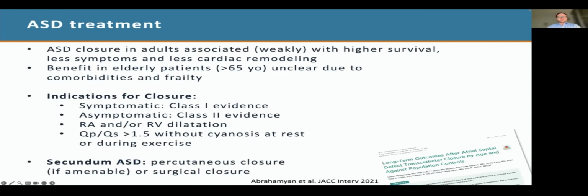So let's say you have a symptomatic patient with a newly detected ASD. What are the treatment options? We know that closure in adults is associated with higher survival, fewer symptoms, and less cardiac remodeling. So it has a good effect on the outcomes. However, there are several studies showing that the benefit for elderly patients, usually over 65 years old, is unclear. At the moment, ASD closure is recommended in symptomatic individuals and those with right atrial and right ventricular dilation and relatively large shunt volumes with Qp/Qs over 1.5.